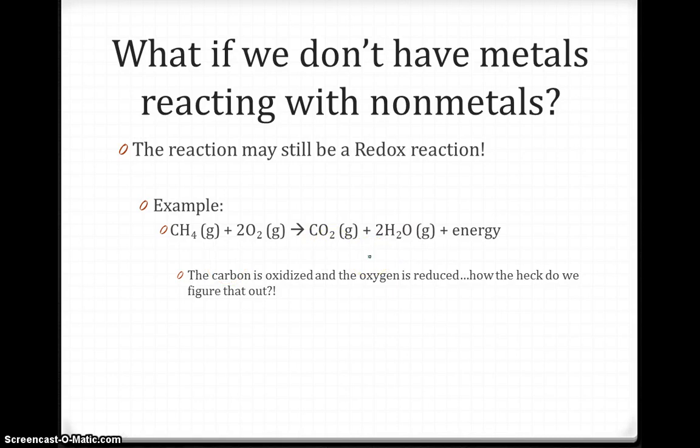One, it's not synthesis. Two, there's no metals present. But I know the carbon is oxidized, and I know the oxygen is reduced, because I've been doing this for a long time. But you guys don't know how that happens. This is where the second part of the video is going to help us. It's not always going to be as simple as looking at a metal and a nonmetal. These things can get really tricky.